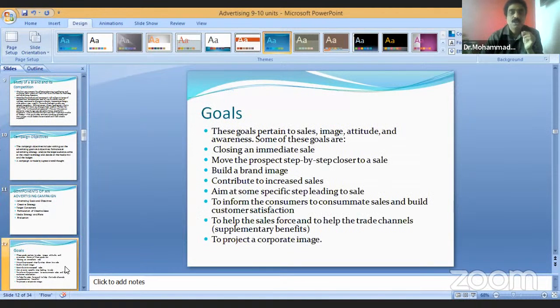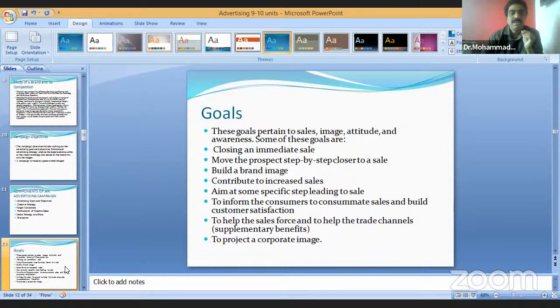Next is goals. The goals pertain to sales, image, attitude, and awareness. Some of these goals are closing an immediate sale. Suppose we have a bulk of products and need to dispose of them as early as possible. That kind of sale is our immediate goal. Move the prospect one step closer to a sale, attracting through our message to make the particular person purchase our product.